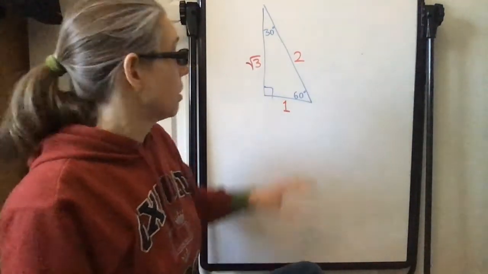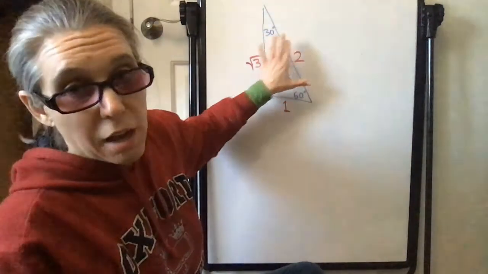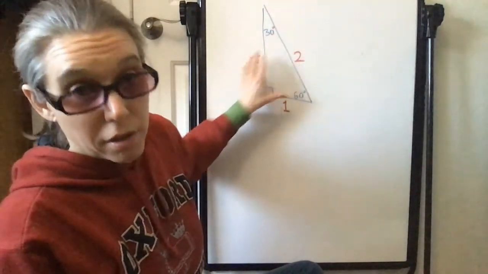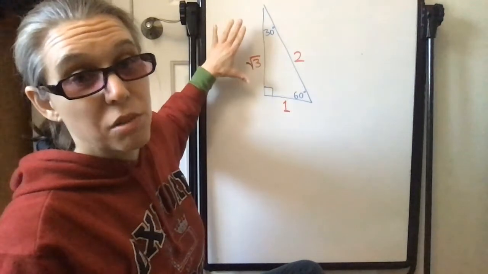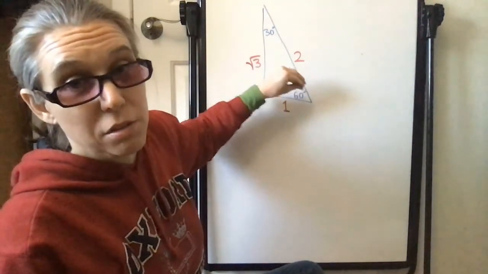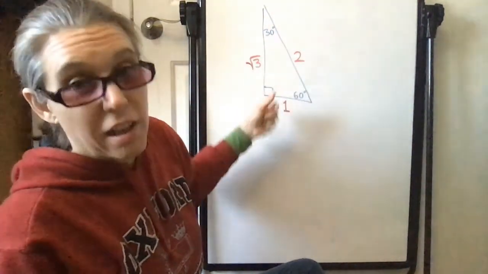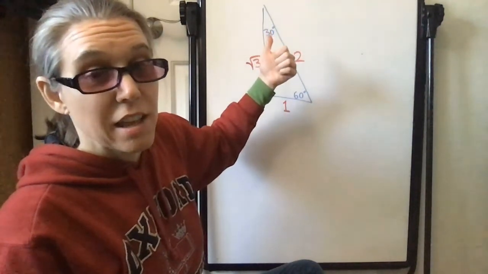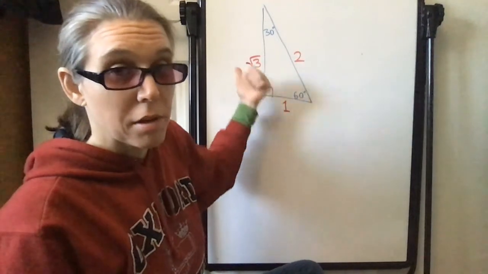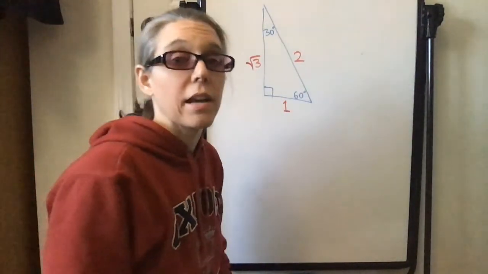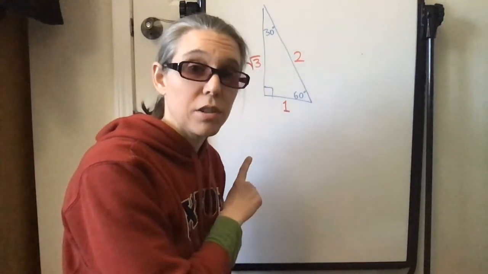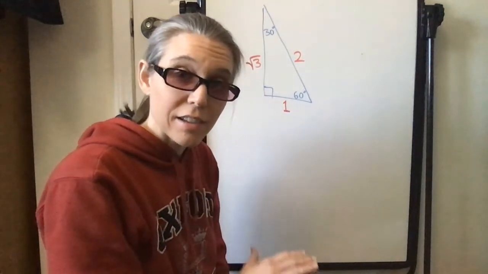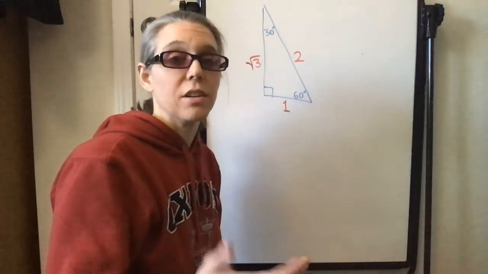Okay, so biggest side opposite biggest angle. That's like the Papa Bear. Medium side opposite medium angle, Mama Bear. And littlest side opposite littlest angle, Baby Bear. Papa Bear, Mama Bear, Baby Bear. Okay, now this is the reference triangle, so we can use it for any 30, 60, 90 triangle to solve for any unknown side lengths.